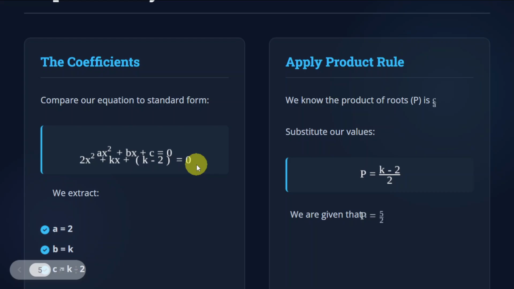So what's given? We are given that the product of the roots p is equal to 5 over 2. So let's go ahead and solve together.